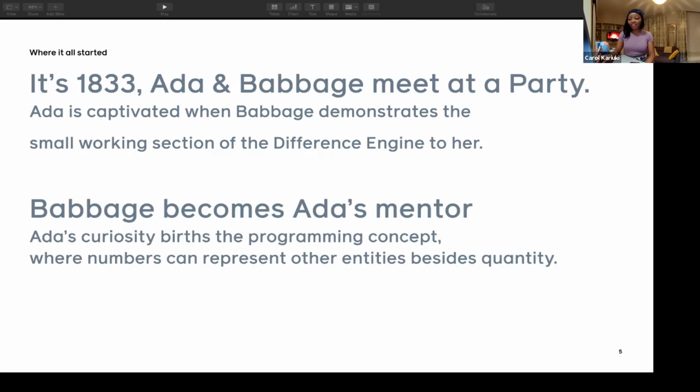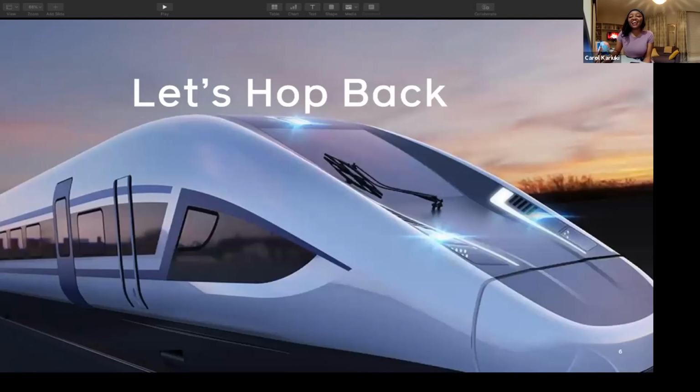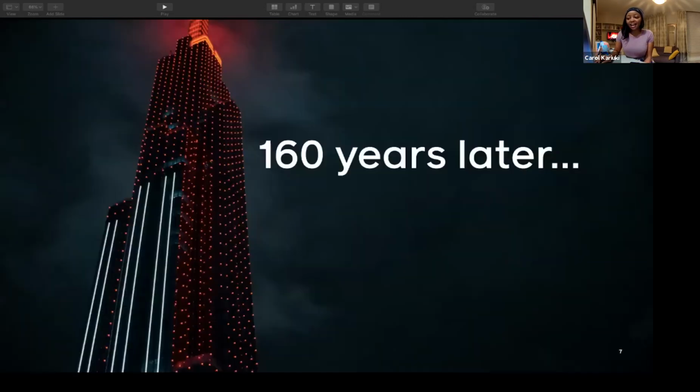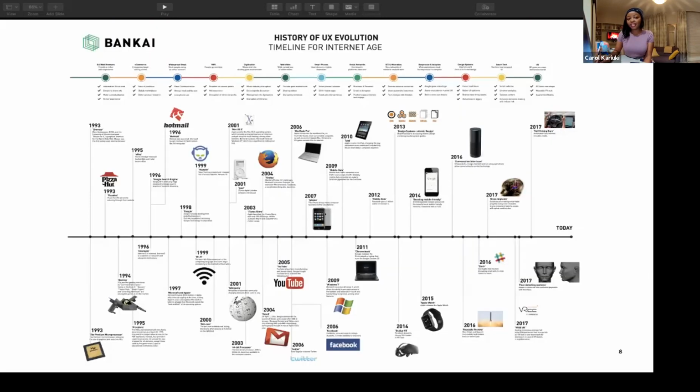And so let's hop back to our nice fancy speech train, and we're going to go a little more into the future. This is 160 years later, okay? And so there's a lot that has happened by this time. We have figured out the computer and what it does, and a lot of innovation has advanced. And now we get into the 90s and 2000s and where we are today.